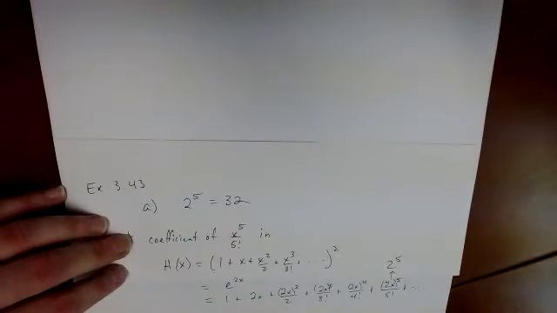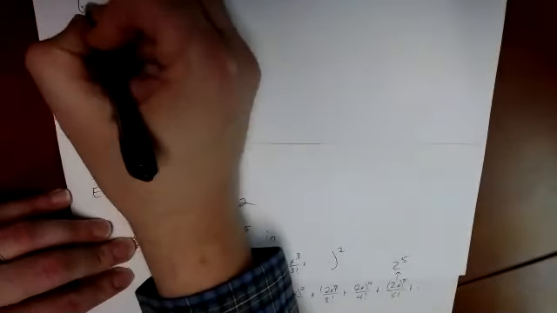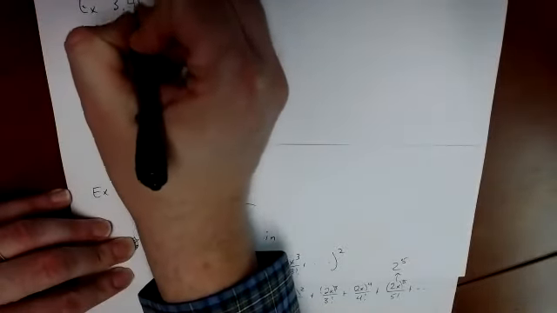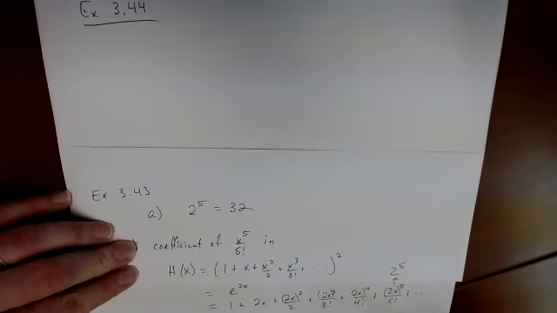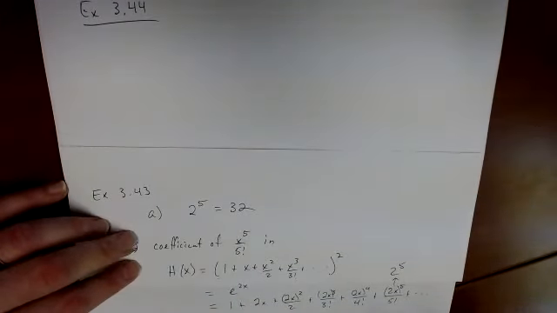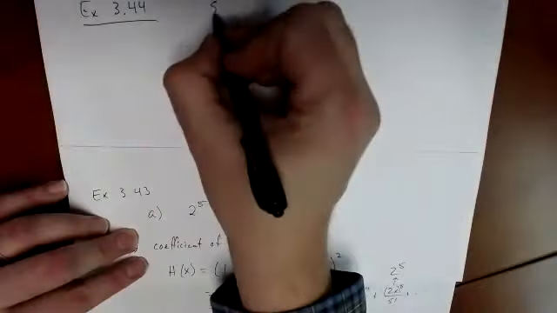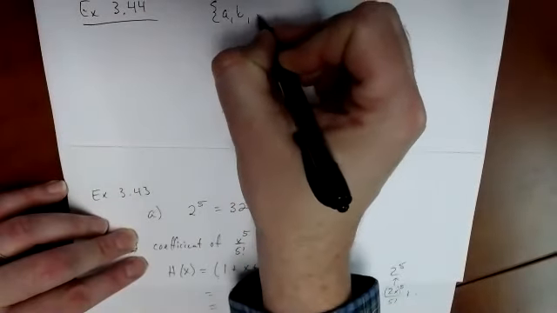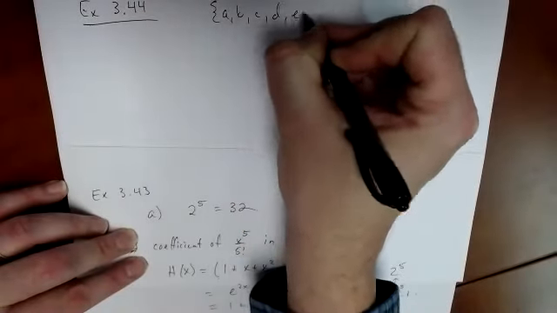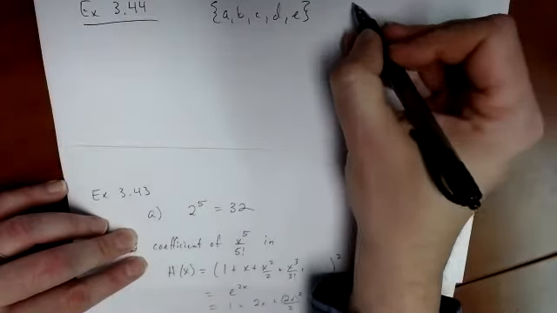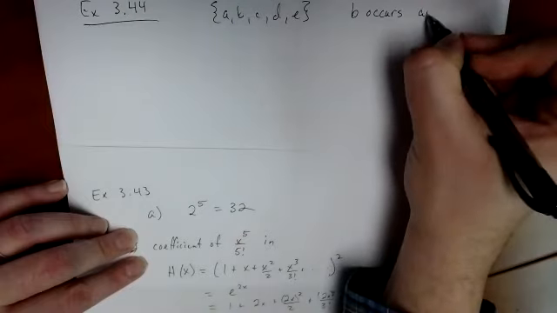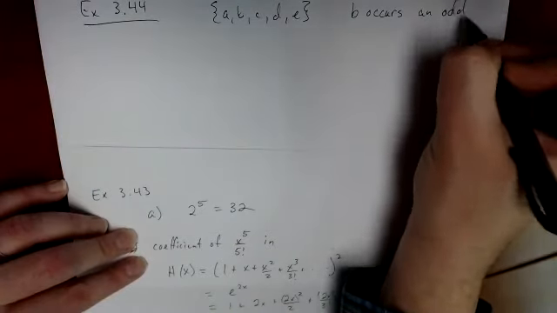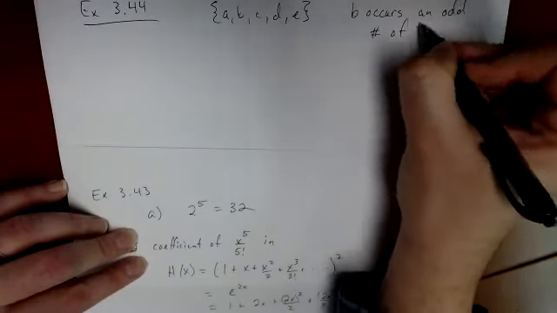Then what about 344? Find the number of code words of length k from an alphabet. So we've got A, B, C, D, E, where B occurs an odd number of times.